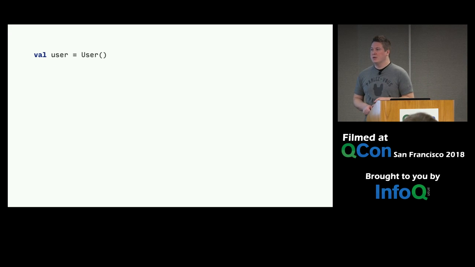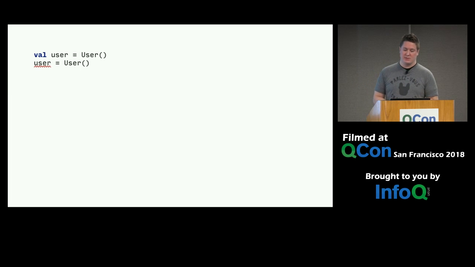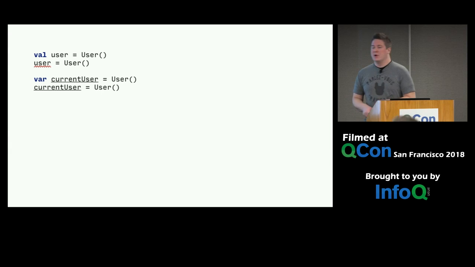I talked about the read-only or read-write. So if we define something that's a val and try to reassign its value, that's going to be a compile time error. Whereas if we have something that's a variable, we have the ability to change it.